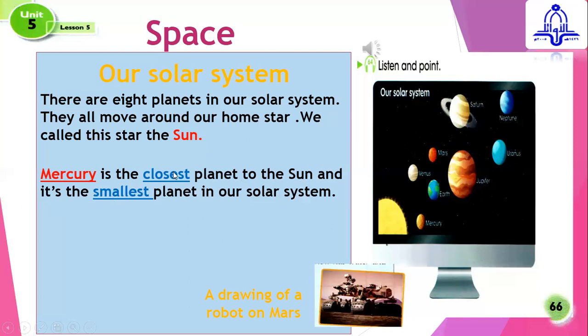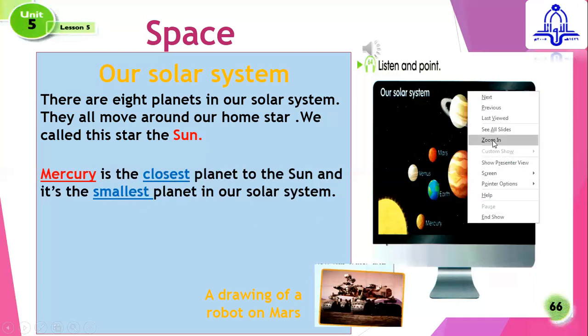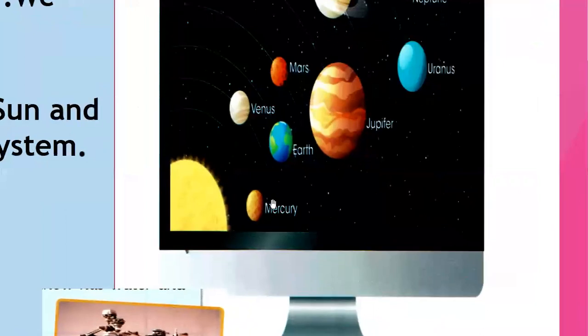Then we will study the comparative and superlative in this lesson. We will focus on comparative and superlative. Closest, الأقرب, smallest, الأصغر. So if you see here, this picture, we will talk about Mercury at first. This is Mercury. Mercury اللي هو الكوكب عطارد. It is the closest planet to the sun. هو الكوكب الأقرب إلى الشمس. And it is the smallest planet in our solar system. وهو أصغر كوكب في مجموعتنا الشمسية.